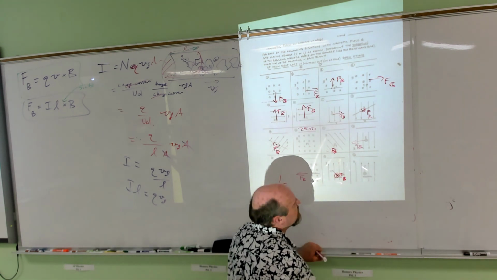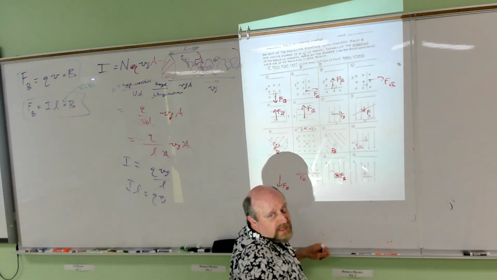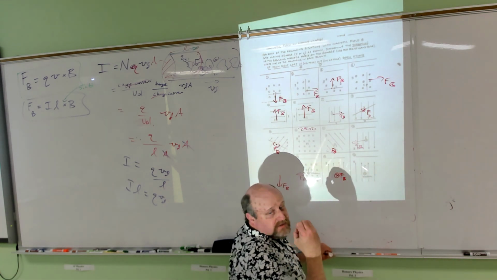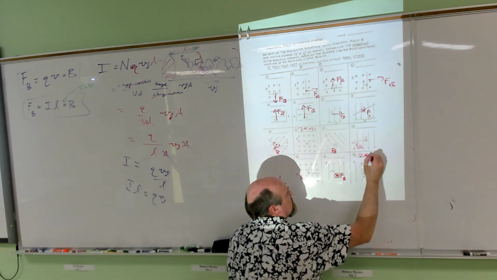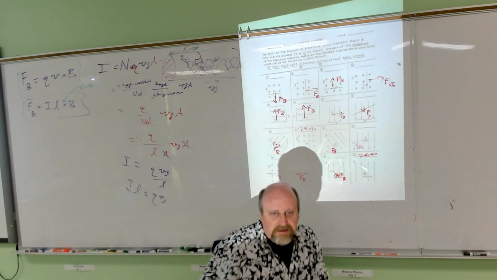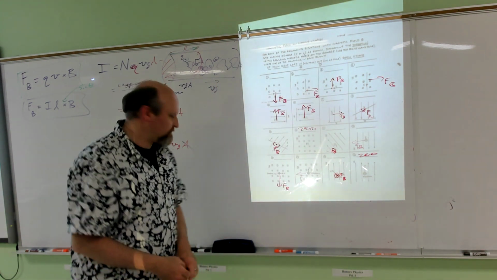And then last one, we've got magnetic field lines going up, and it says electron with the velocity up. And you say on that one, the force would be zero because we are not crossing field lines, we're going parallel to field lines. So there is zero force there. And that is that page. All right, I'm going to go ahead and go to the next page.